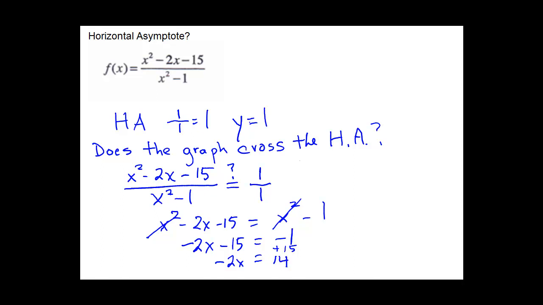Will give us 14, and we will divide by -2. So x will give us -7. So at -7, 1, our graph will cross the horizontal asymptote.